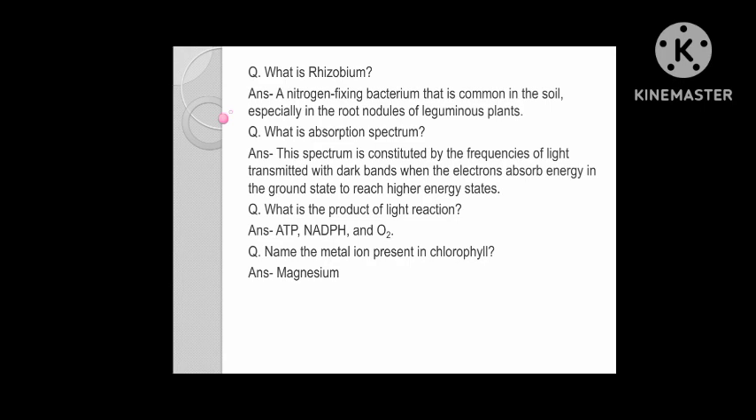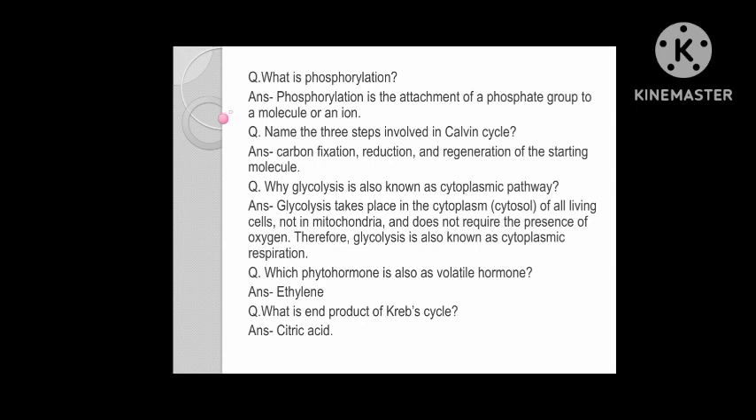What is the product of light reaction? ATP, NADPH, and O2. Name the metal ion present in the chlorophyll. It's magnesium. What is phosphorylation? Phosphorylation is the attachment of a phosphate group to a molecule or an ion. Name the steps involved in Calvin cycle. Carbon fixation, reduction, and regeneration of the starting molecule.